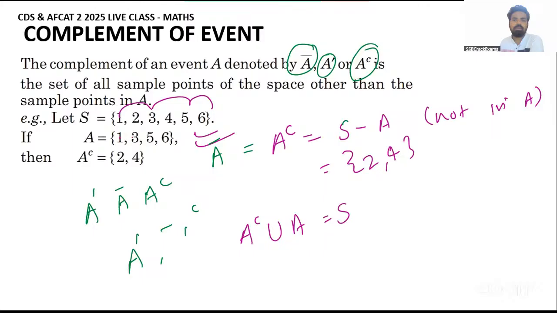What do you want to know? I am not understanding. See, whether you write this or this, all symbols are called complement. All symbols mean complement only. You can call this bar, call this dash, call this C. No problem. Yeah, these all are complements. These are the same things. You can write any of them. It is not like A bar means something else, A dash means something else, or A C means something else. No, no, they all mean complements.